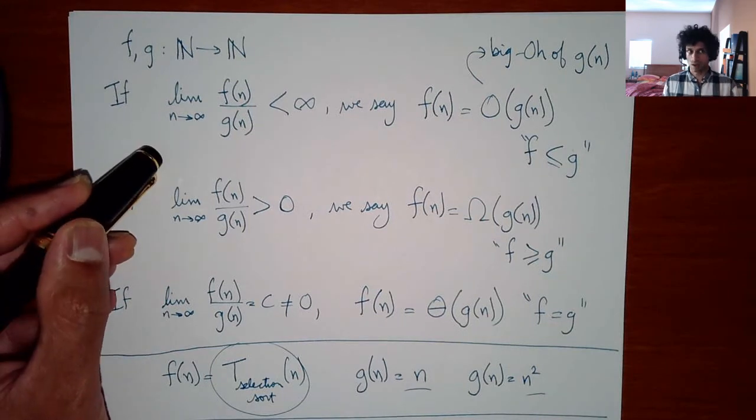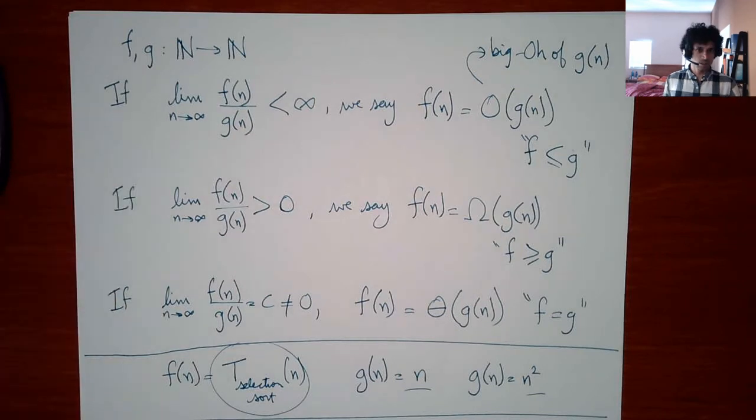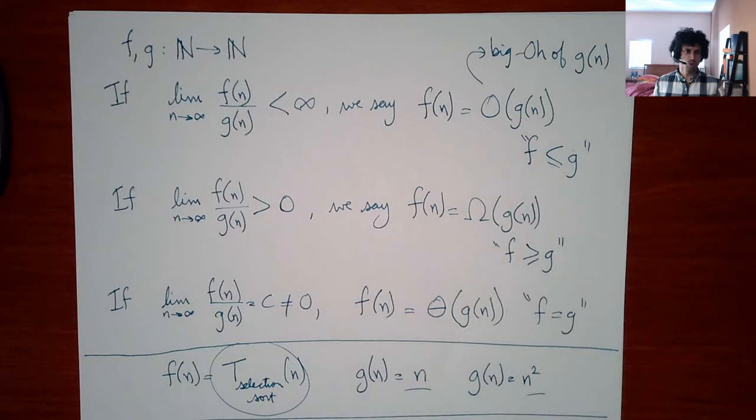In many cases, for certain kinds of functions, limits don't exist. You can still have this definition though. But for all the cases we're going to be discussing in this course, and probably throughout your CS career, you're going to see a situation where the limit exists.